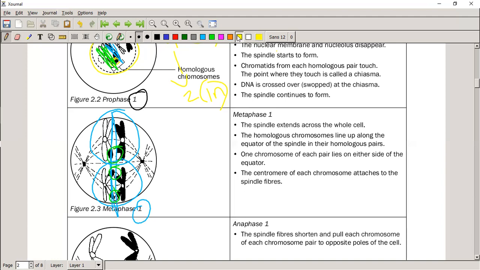And so, this one over here could be on that side. And so the two could be swapped around. They could swap around, which means that they could be on either side of the equator. And that creates genetic diversity when we end up with our cells at the end. But you'll see why in a moment. Okay, let's move on to anaphase.